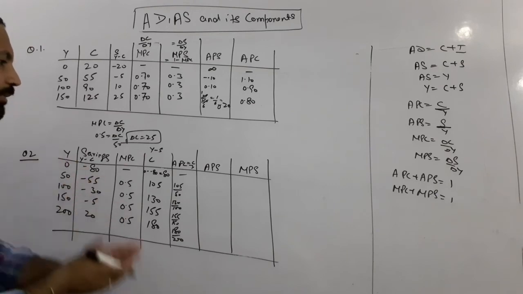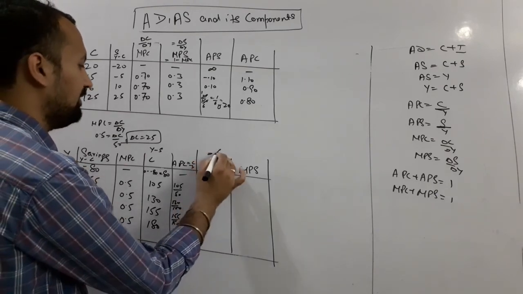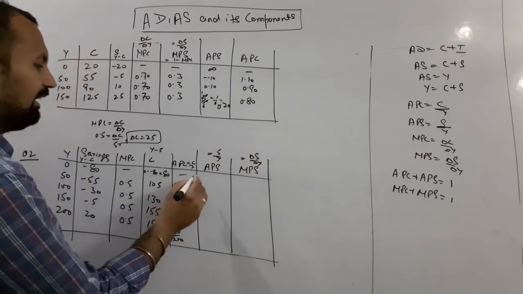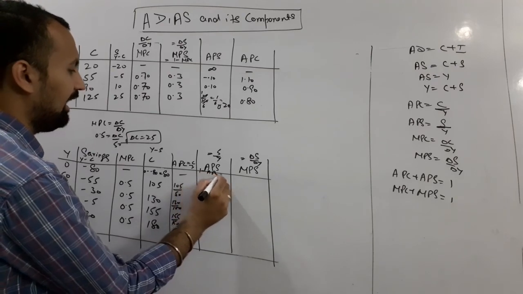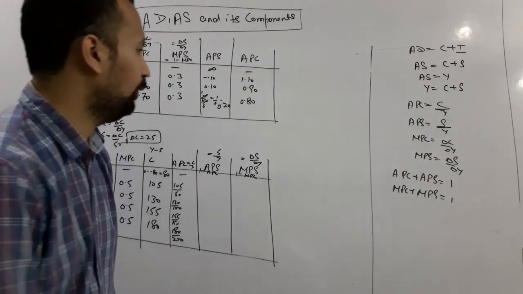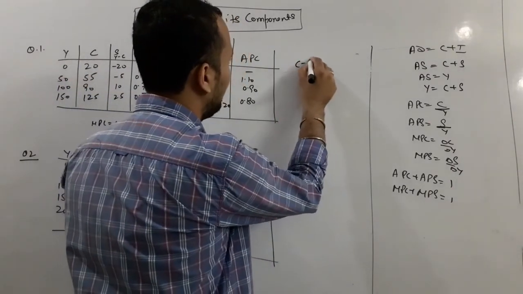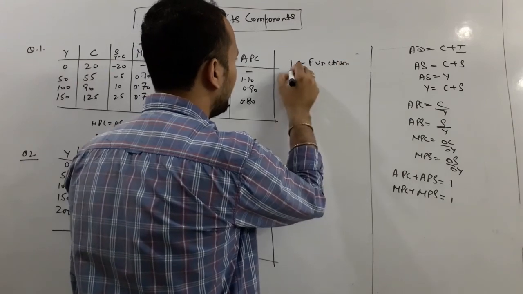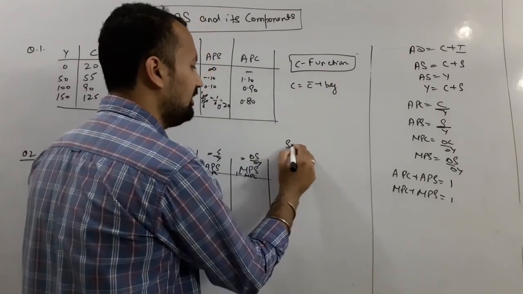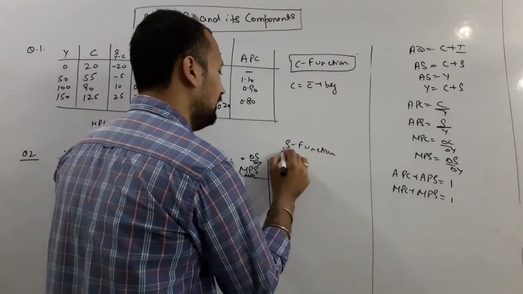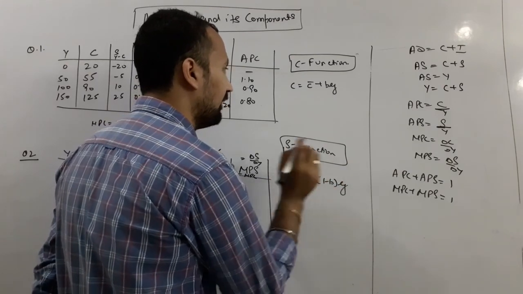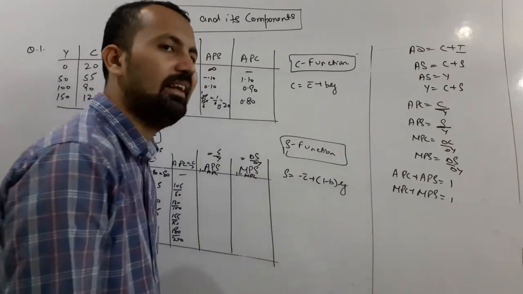With the help of this, we are able to find out APS and MPS also. APS equals S upon Y, MPS equals delta S upon delta Y, or we can say that we can find out APS as 1 minus APC and MPS as 1 minus MPC. Is it clear? So I am writing down two more formulas here, first the consumption function, that is C equals C bar plus bY. Next is the savings function. Just for the time being we are writing down the formula S equals minus C bar plus 1 minus b into Y. This we are going to explain in the next part of the chapter.